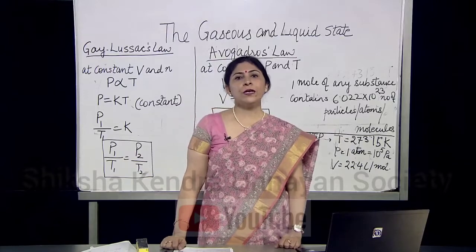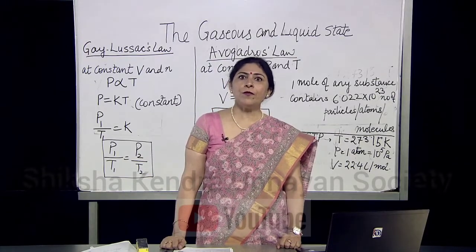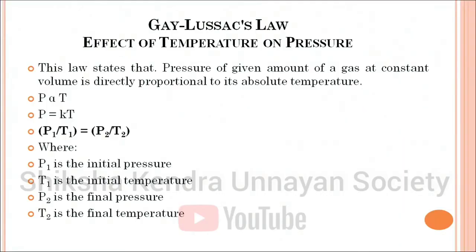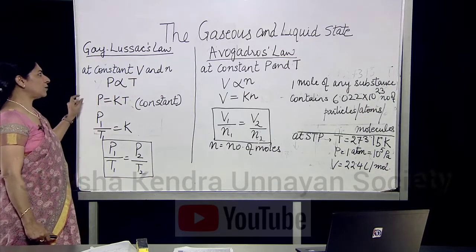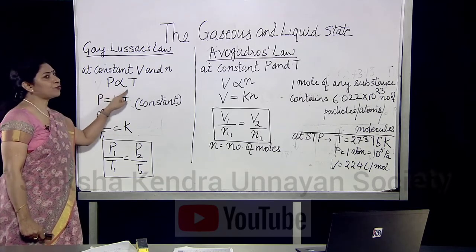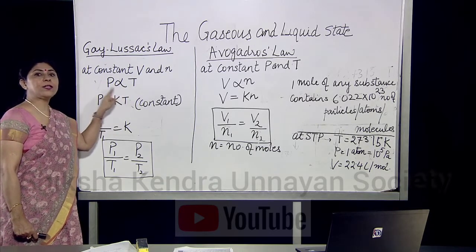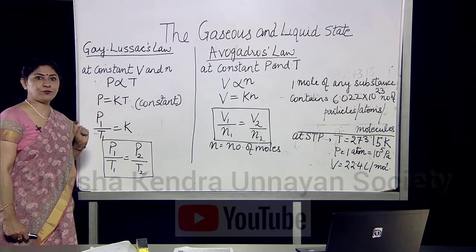Now, we move to the Gaseous law. This is the effect of temperature on pressure. This law states that the pressure of a given amount of a gas at constant volume is directly proportional to its absolute temperature. It means P is directly proportional to T. Now, I'll explain this to you on board. As you know, the volume and number of moles are kept constant, and the relation between pressure and temperature has been noticed that pressure is directly proportional to T.